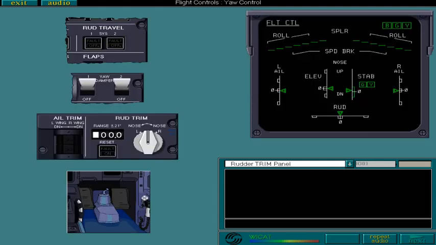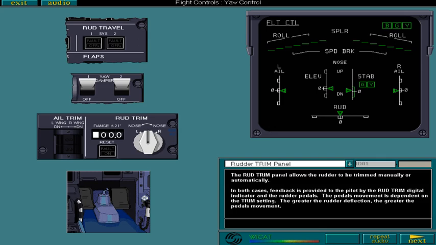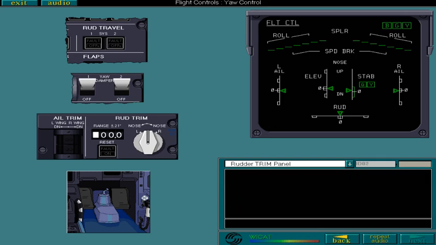The rudder trim panel allows the rudder to be trimmed manually or automatically. In both cases, feedback is provided to the pilot by the rudder trim digital indicator and the rudder pedals. The pedal's movement is dependent on the trim setting. The greater the rudder deflection, the greater the pedal's movement. The manual rotary selector moves the rudder either left or right.